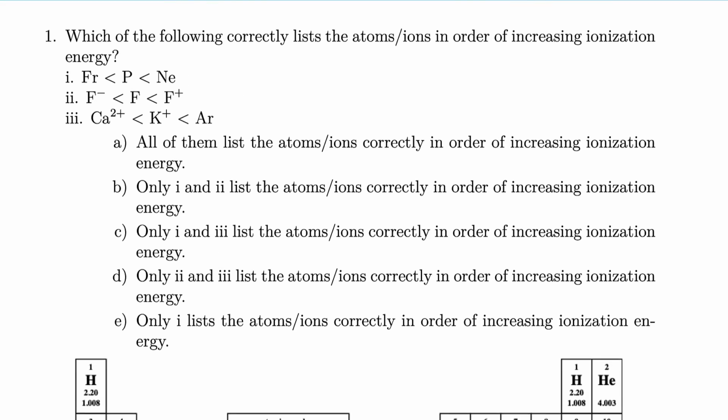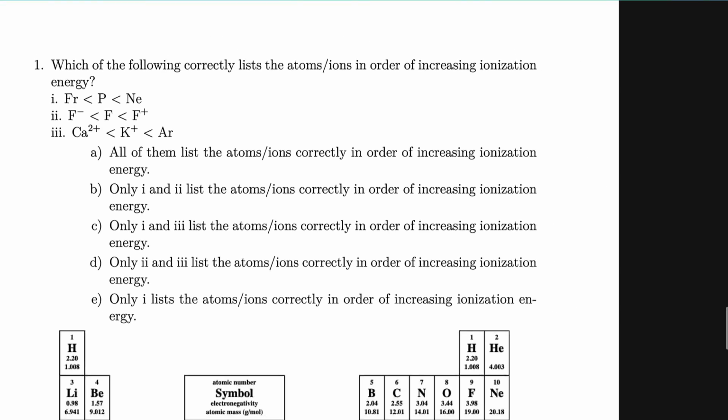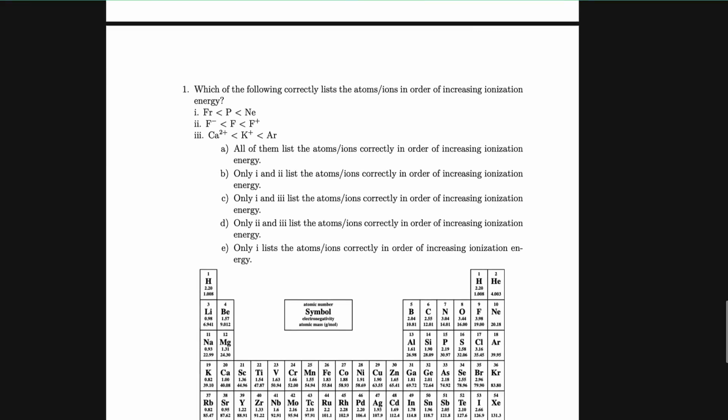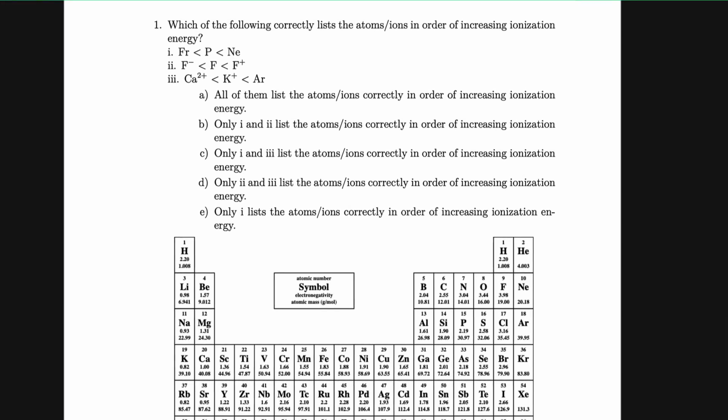Which of the following correctly lists the atoms or ions in order of increasing ionization energy? Now notice we're given a list of atoms without a charge, and for those we can just use the periodic trends. Francium is in the bottom left, and then you have phosphorus and neon. As you go up and to the right, the ionization energy increases, and so I is true.